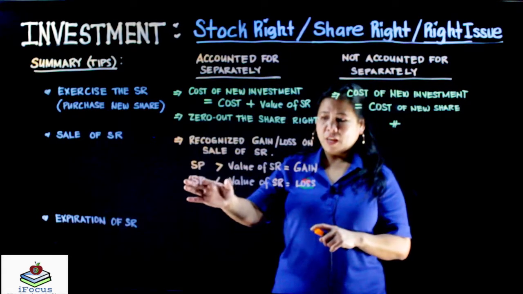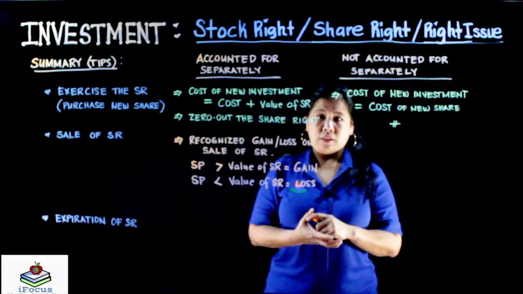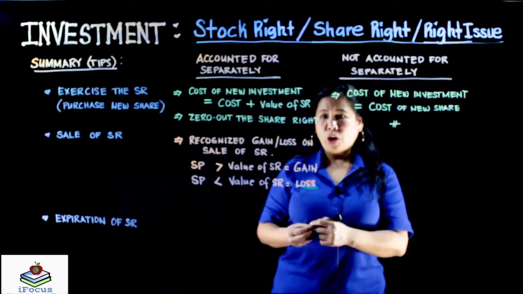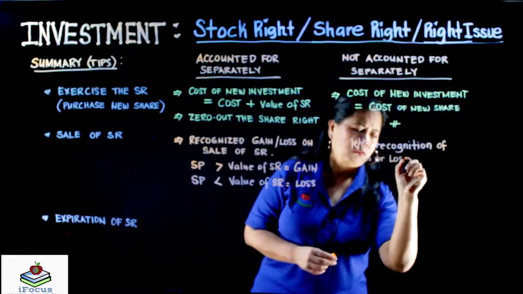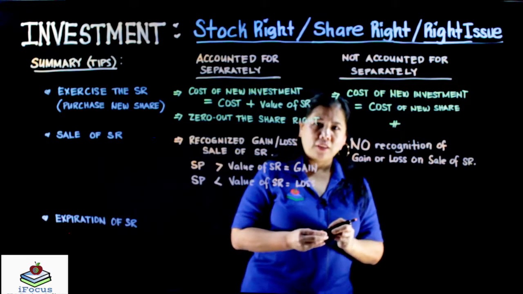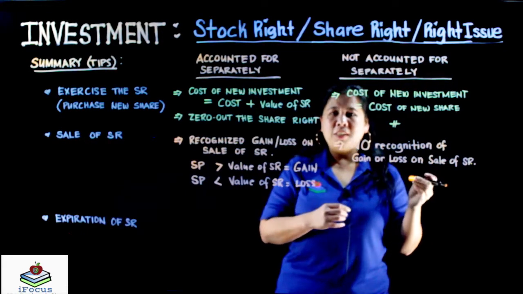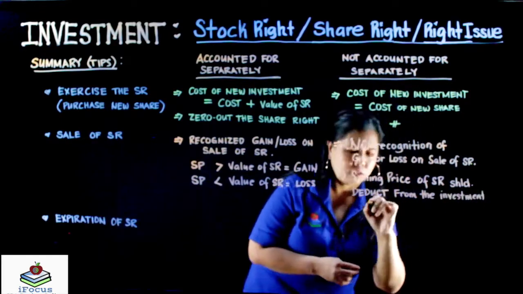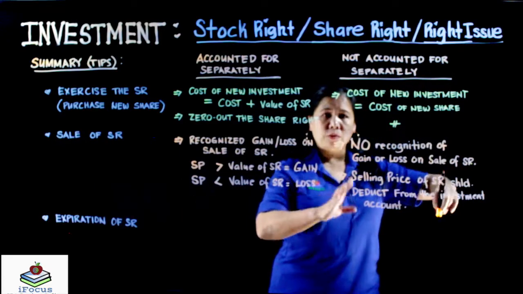Kapag ibinenta naman niya less than the value of the stock rights, nagkakaroon siya ng loss on sale of the stock rights. Dito naman sa not accounted for separately, hindi tayo nagre-recognize ng gain or loss on sale of stock rights. Bakit hindi tayo nagkakaroon ng gain or loss? Kasi kung magkano natin naibenta yung stock rights na yun, yun na mismo ang binabawas natin sa ating investment. So, ganyan po ang ating pagbebenta ng ating share rights using this accounting of share rights.